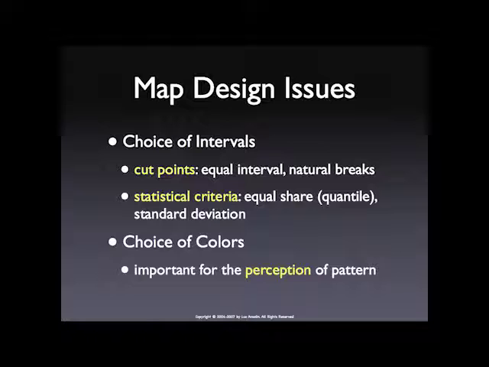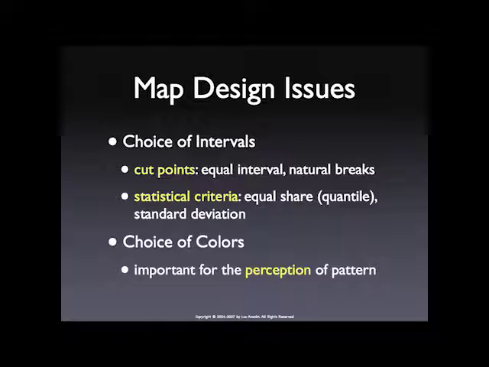These equal interval and natural breaks are the kinds of criteria that come out of cartography. There are other criteria that are more statistically based. For example, quantile maps are maps that look at the cumulative distribution of the data and put the cut points at specific quantiles. A quartile map, for example, would have 4 cut points. A quintile map would have 5, and so on. Another way of doing this is a standard deviational map.